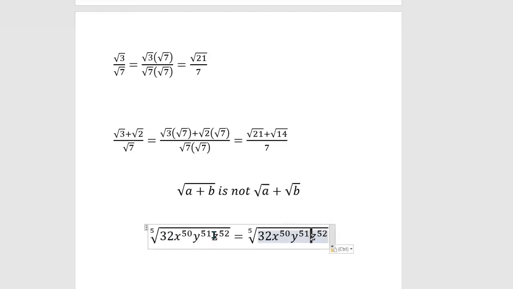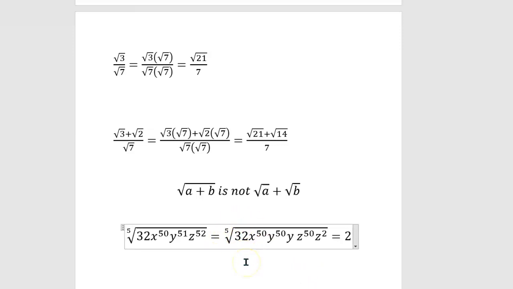Now 5 is my index, so I want multiples of 5. Will 5 go into 50? Yes. Will 5 go into 51 cleanly? No. But if I chunk y off, 51 is 50 plus 1. So it's y to the 50 times y. And z to the 52 is z to the 50th times z squared, like that. Y'all agree? So what can I take out? The fifth root of 32 is 2.